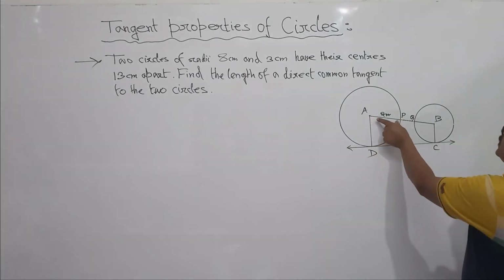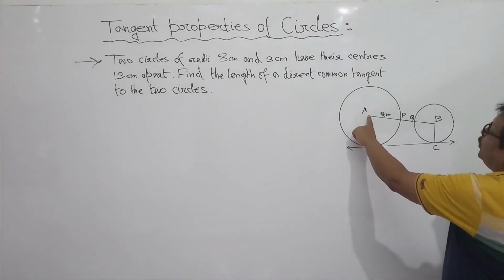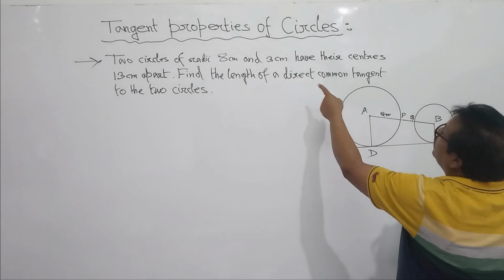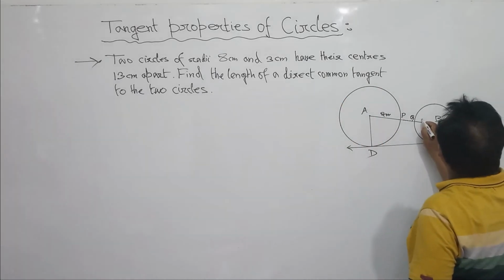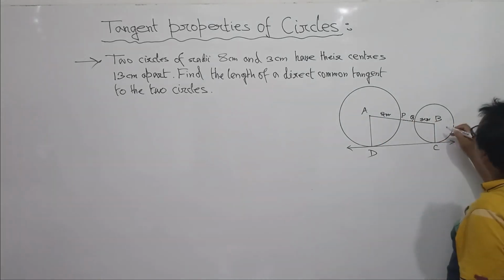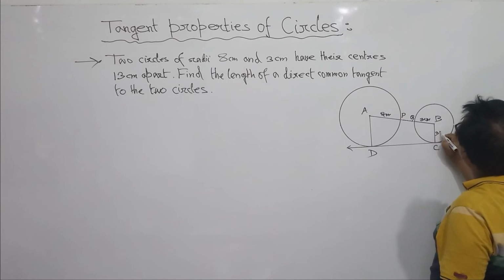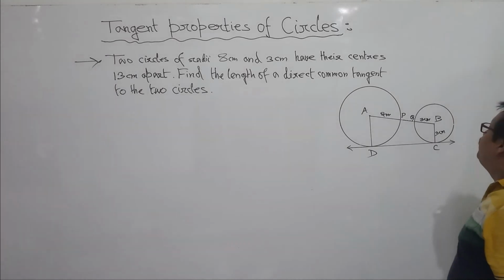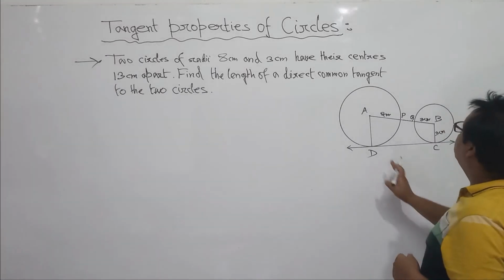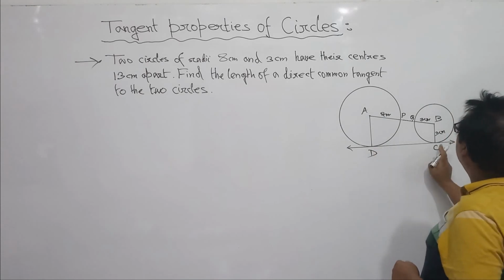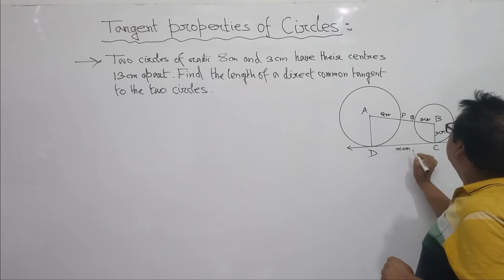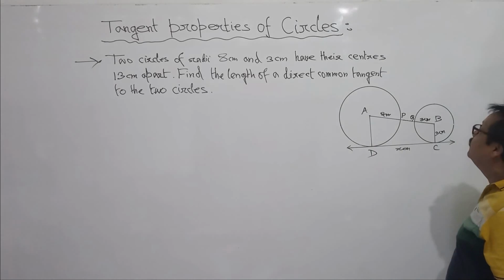That is AP is equal to 8 cm. Therefore, AD also will be what? 8 cm since the radius of the same circle. And 3 cm is the radius of the smaller one. That is QB is 3 cm. Therefore, BC also will be 3 cm since the radius of the same circle. Correct? Now we have to find the length of the direct common tangent, that is DC. Say it is x centimeter. You have to find the value of x.